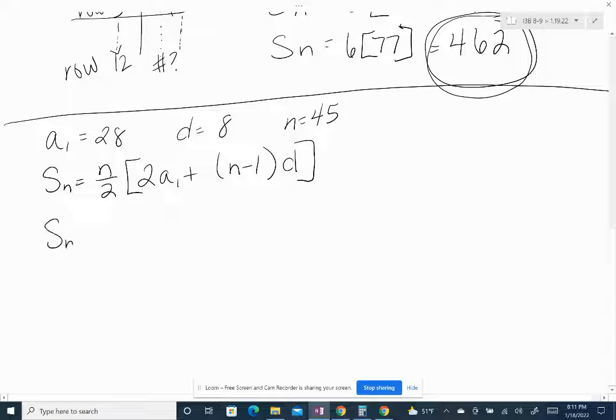Okay, our n is 45, so we're going to do 45 over 2. 2 times 28 plus, and then n is 45, so 45 minus 1. And then our d is 8. Okay, so let's try to solve inside the parentheses first.